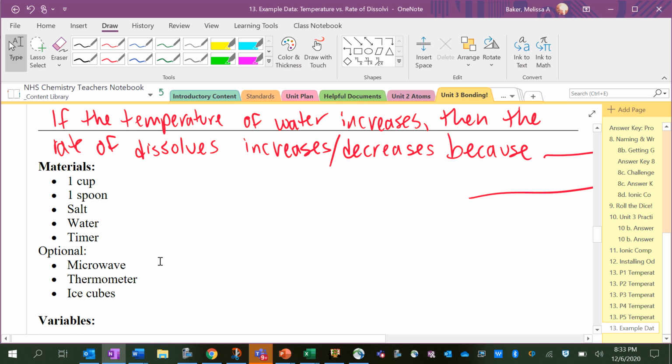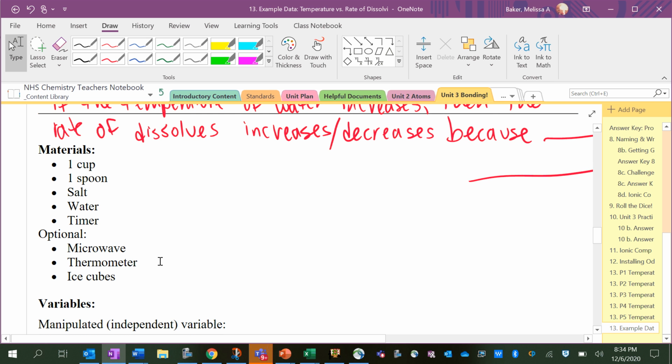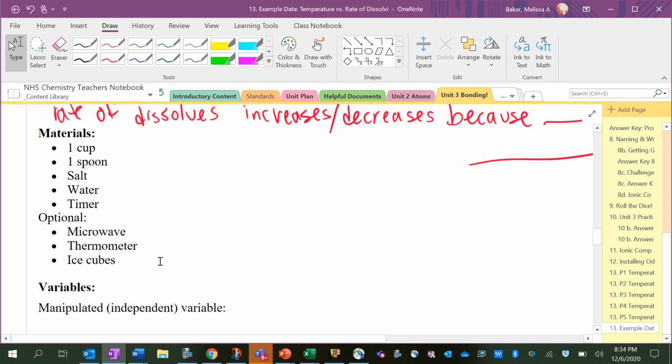And then get out your supplies. 1 cup. Clear cups work best, but really we can make anything work. 1 regular spoon like you would eat cereal with. Salt, any type is fine. Water, and a timer. If you've got access to a microwave and ice cubes and some sort of thermometer, that's awesome. If not, no worries.